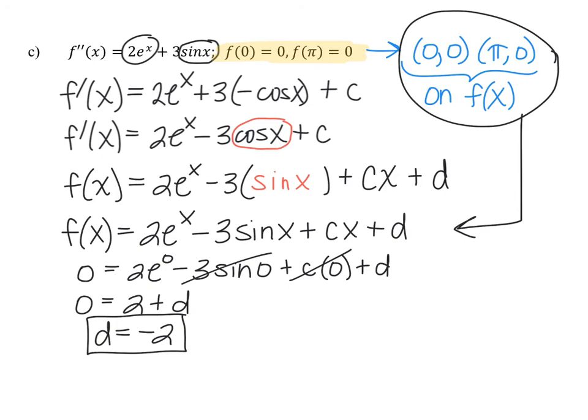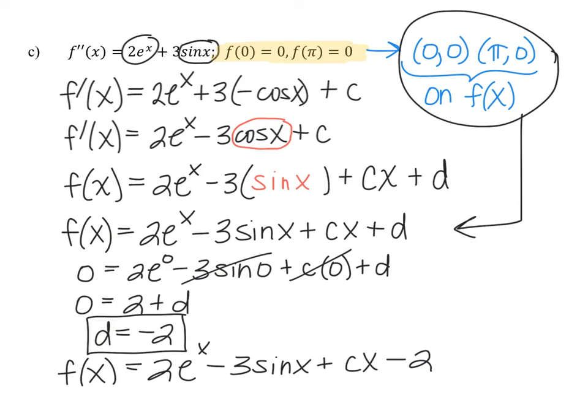So this allowed me to get one of my constants. So now let me write what my function looks like with my new d value. So f of x equals 2e to the x minus 3 times sine of x plus cx minus 2, now that I have found d.